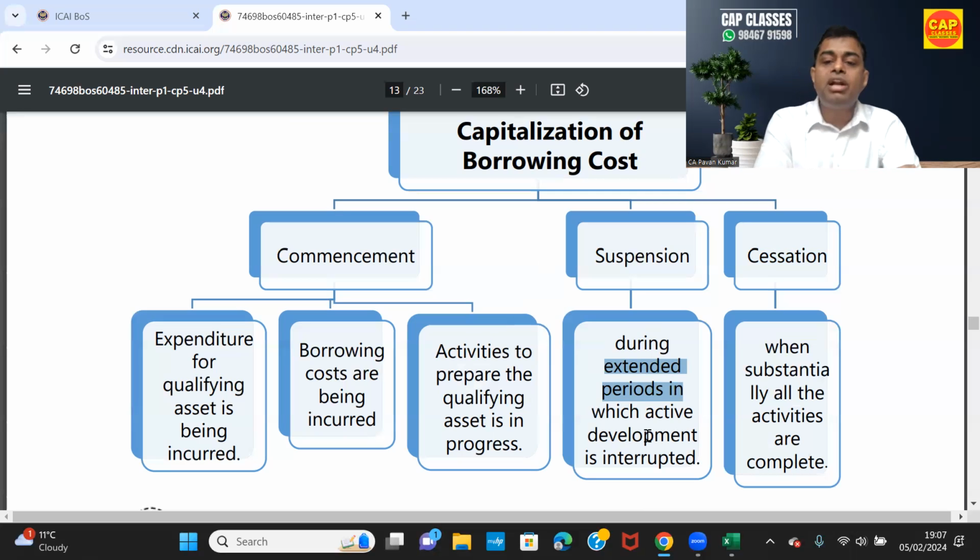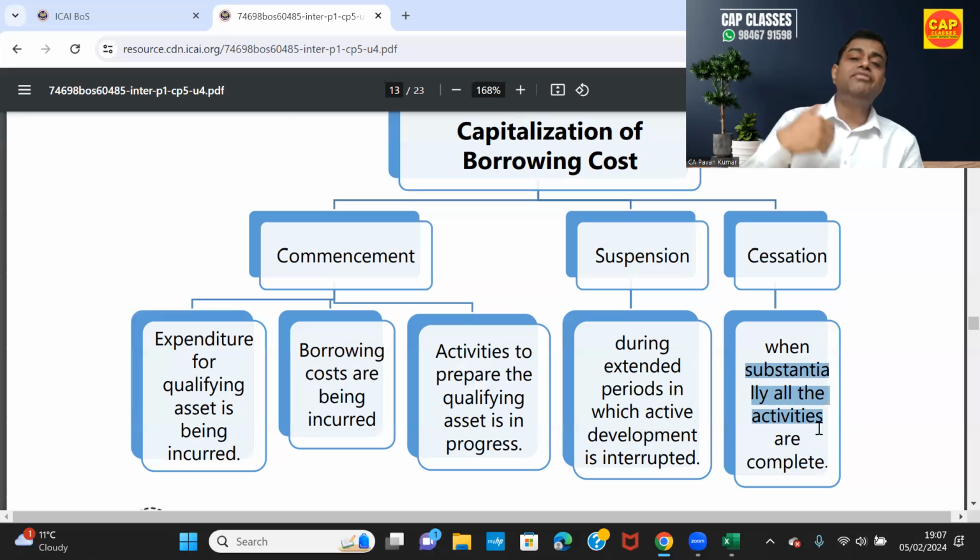Pavan sir, when should I stop capitalizing borrowing cost? They did not say when the asset is complete. They said when substantially all activities are completed. What is the meaning of that? You constructed a commercial complex which has 100 shops. So the commercial complex is completely ready. You started giving shop by shop on lease. You have given, say, for example, 15 shops on lease, remaining 85 shops. You are waiting for the lessee to come. Once they give advance, you just want to put the tiles and do the roofing, and give possession to them in 1 month. That is the stage.